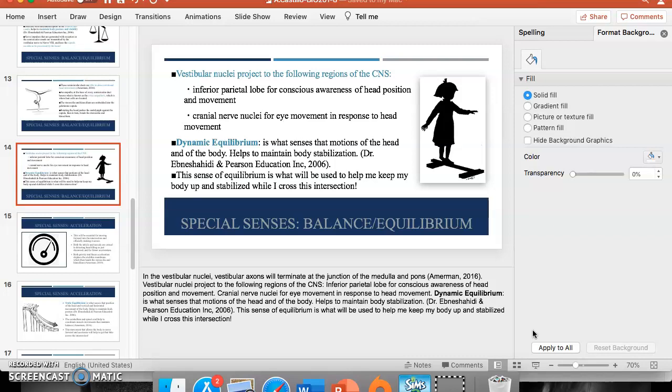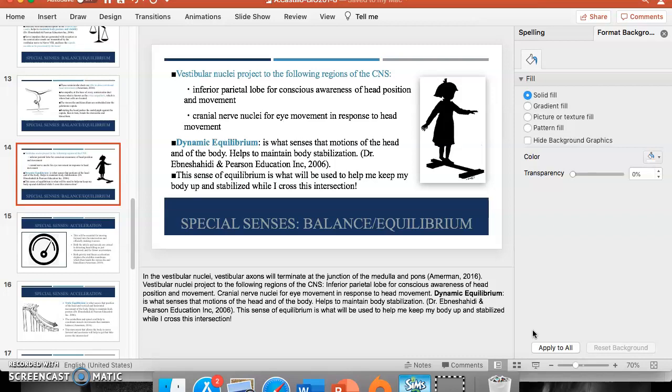Dynamic equilibrium is known as that sense of the motion of the head and the body. And this helps us to maintain body stabilization. This sense of balance and equilibrium is what's going to help me keep my body up and stabilized on this bike while I cross that intersection. So this is super, super critical for me to obviously stay up on my bike as I cross that intersection.